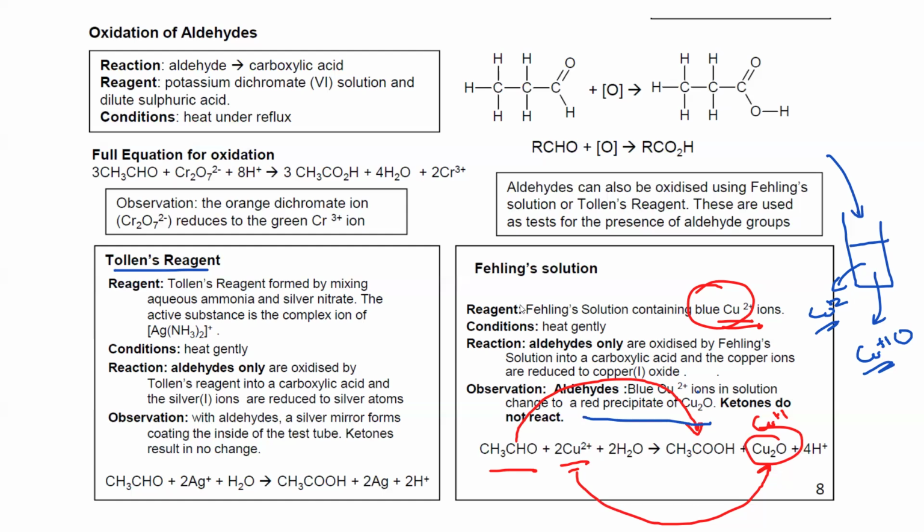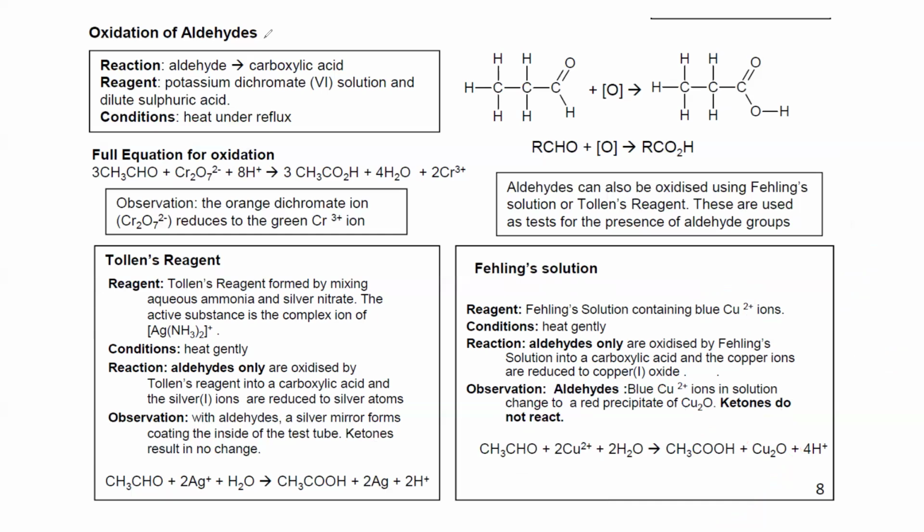If it is a Fehling's or Benedict's solution, what will we observe? We'll observe that the blue solution decolorizes and forms a red precipitate. But with a ketone, no reaction occurs. Is it clear, these observations?